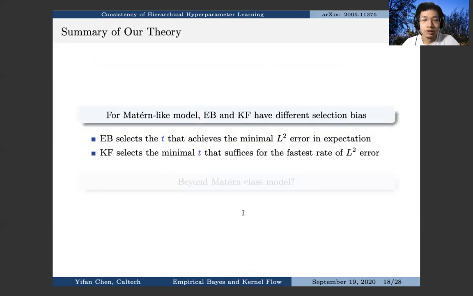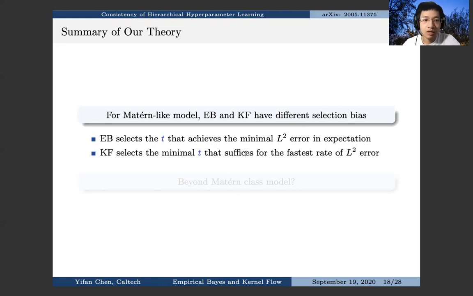Let's do a summary of our theory. So for the Matern-like model on a torus, we have theory to prove the convergence of the two different algorithms in the large data limit. Moreover, we observe numerically that EB and KF have very different selection biases. For EB, it will select the t that achieves the minimum L2 error in expectation, while kernel flow will select the minimum t that suffices for the fastest rate of L2 error. So they are quite different and quite interesting. Our work provides a more detailed discussion of this phenomenon and provides some characterization of those different biases.